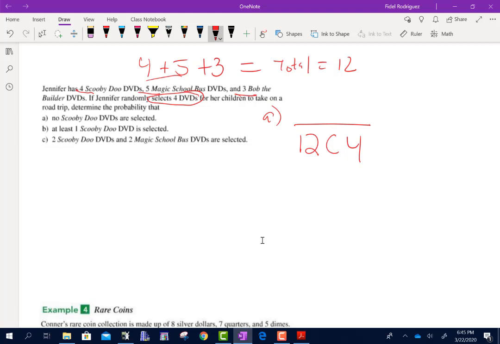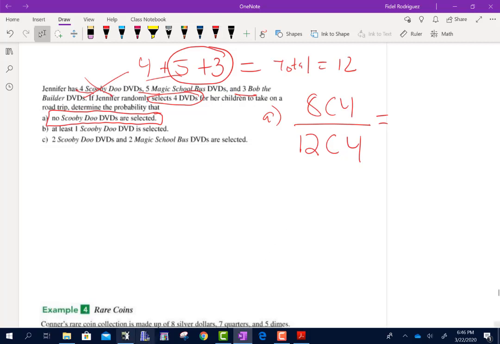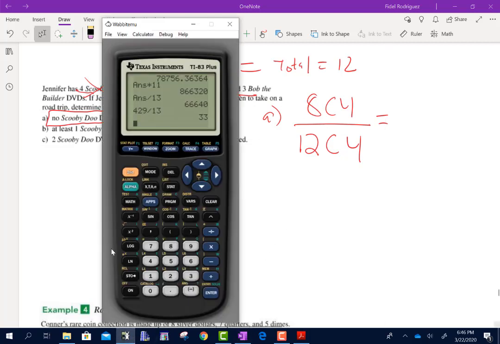Now, looking at the next piece, part A says we don't want any Scooby-Doo DVDs selected. So when I choose, I don't want to choose from those 4. I only want to choose from the Magic Bus and the Bob the Builder, so that's going to be a total of 8 choose 4. So I'm going to do this again on my calculator, the way I did it the first time. I'm going to go 8, math, probability, and choose 4 of them.